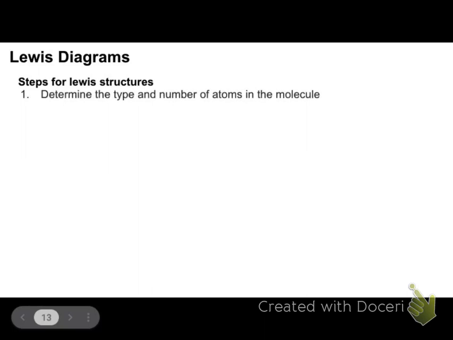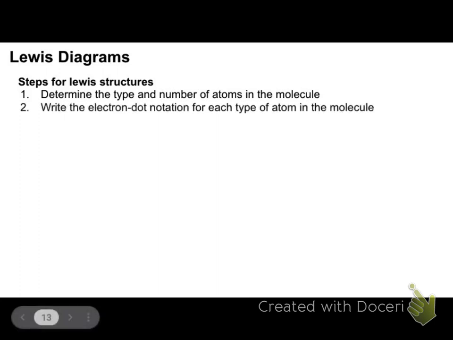All right, let's talk through the steps for drawing a Lewis diagram, and then we will try them, okay? So step number 1, determine the type and number of atoms in the molecule. Step 2, write the electron dot notation for each type of atom. So if you have 3 carbons, a hydrogen, and an oxygen, then you would draw the Lewis structure for carbon, for hydrogen, and for oxygen.